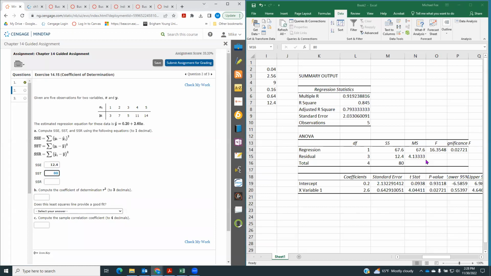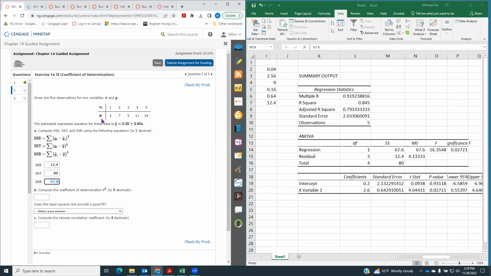And the sum of squares regression, right here, 67.6. I think it's beyond the scope of our worrying about it for this course. But whoops, did I put 12.4? Yeah, that's right.